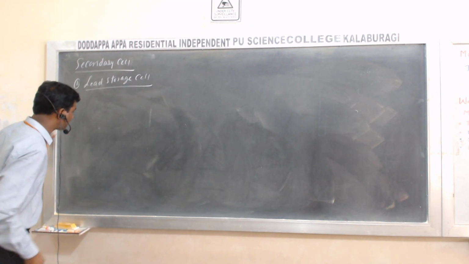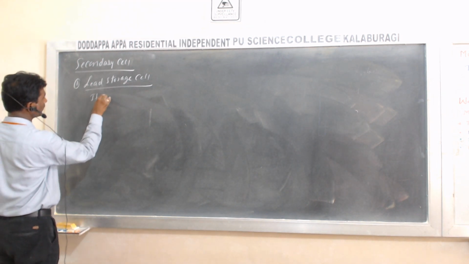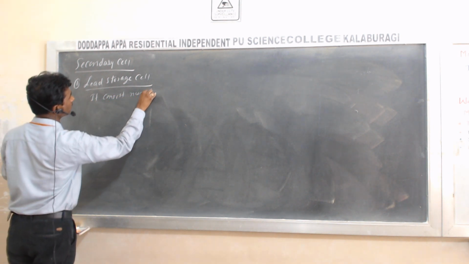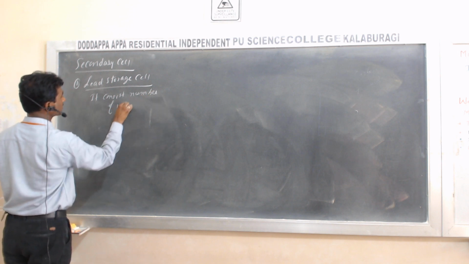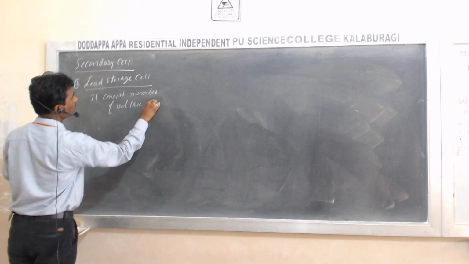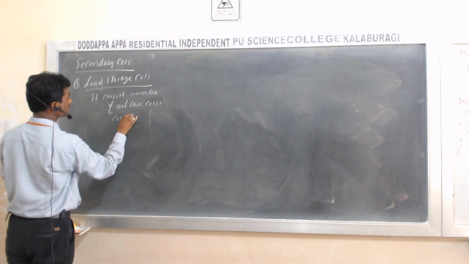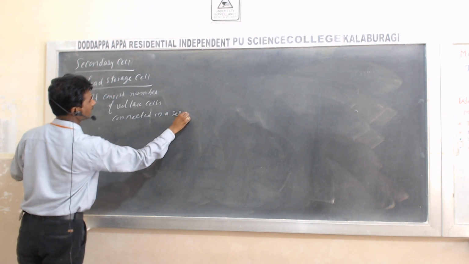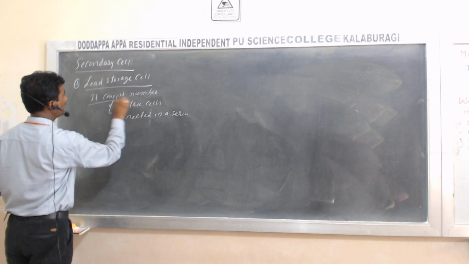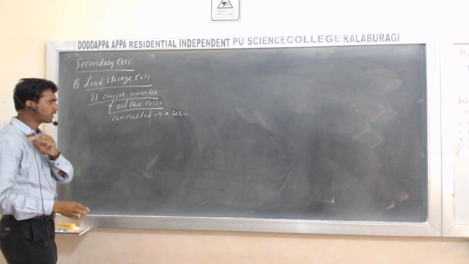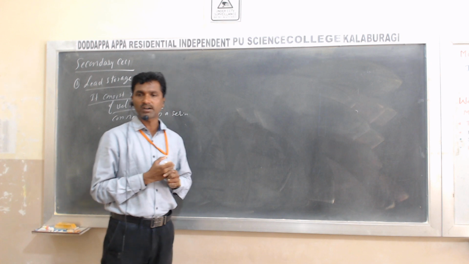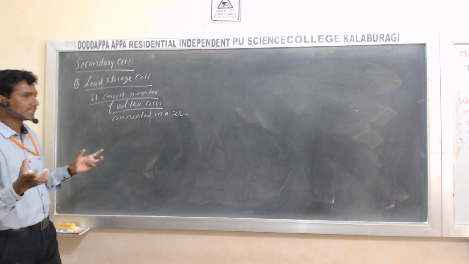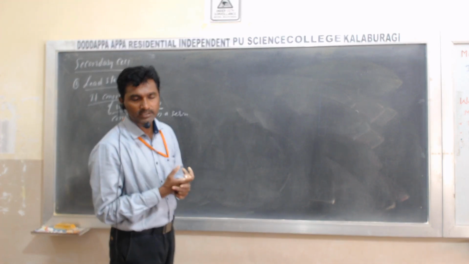So what is this lead storage battery? It consists of a large number of voltaic cells connected in series. Generally 3 to 6 cells combine to produce about 6 to 12 volts.